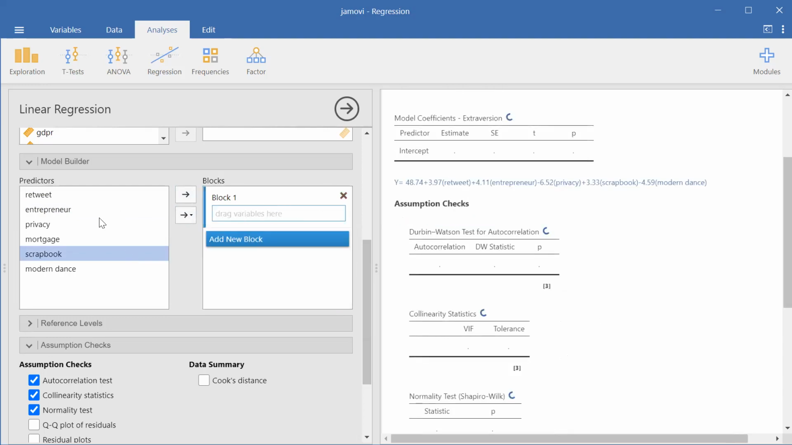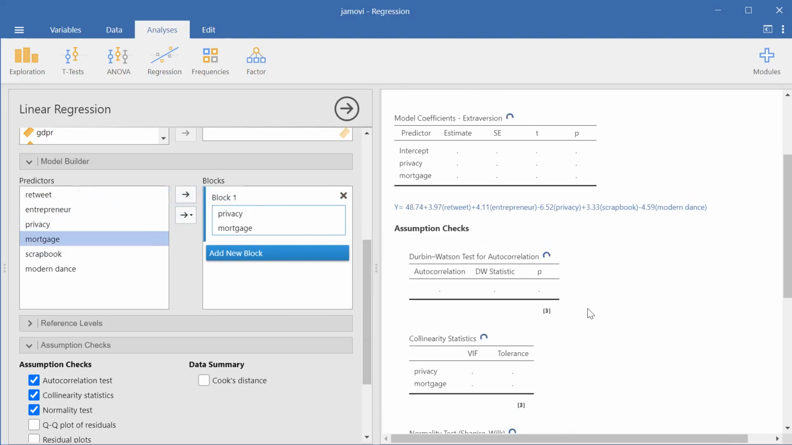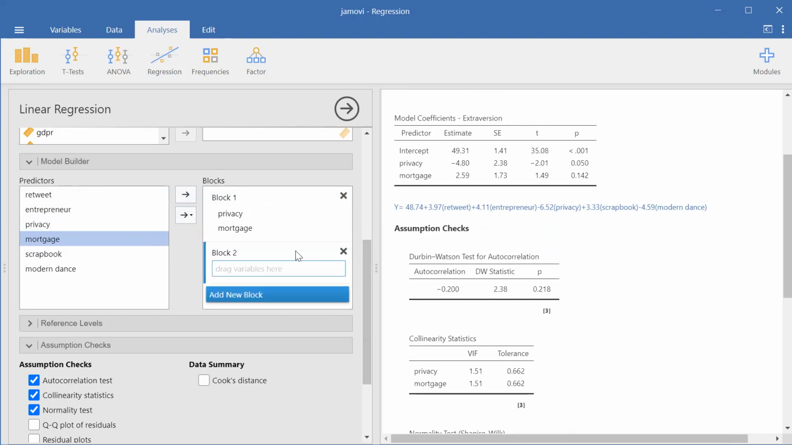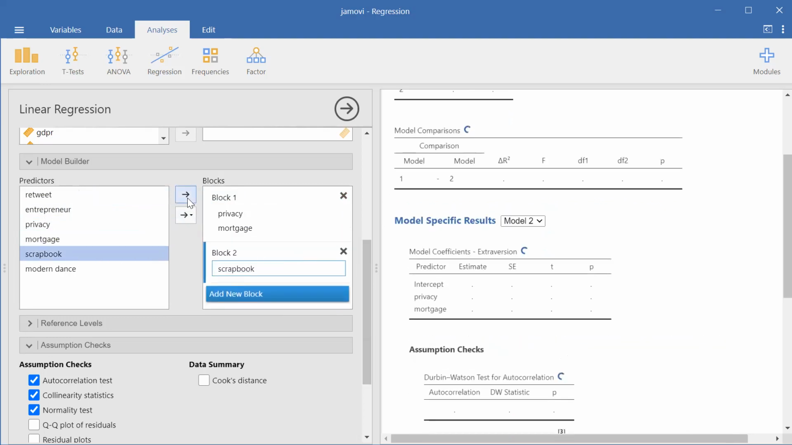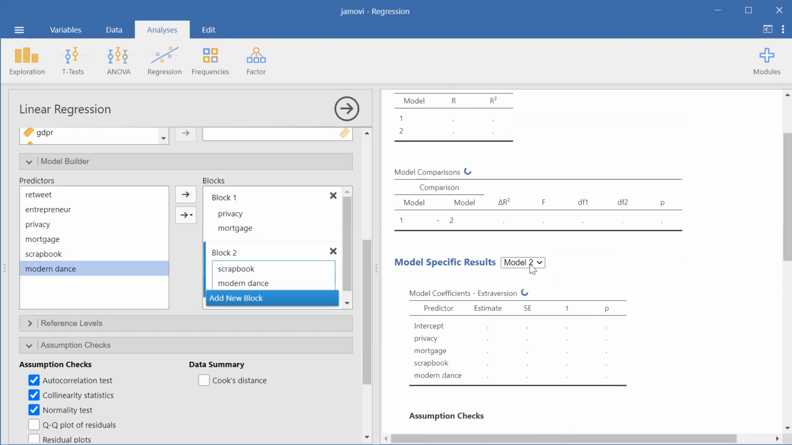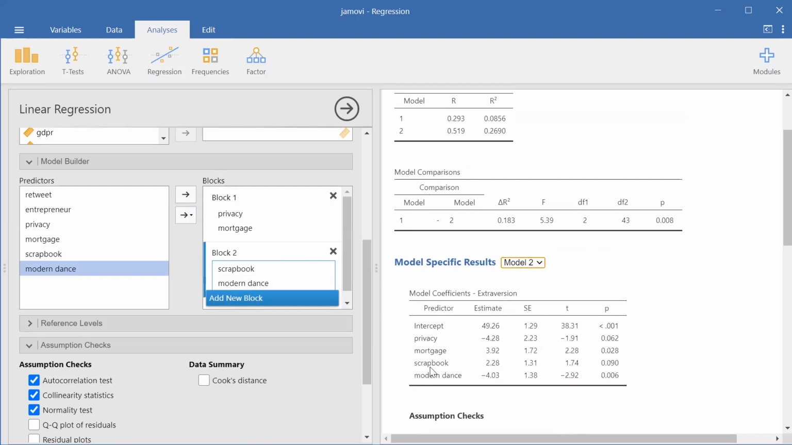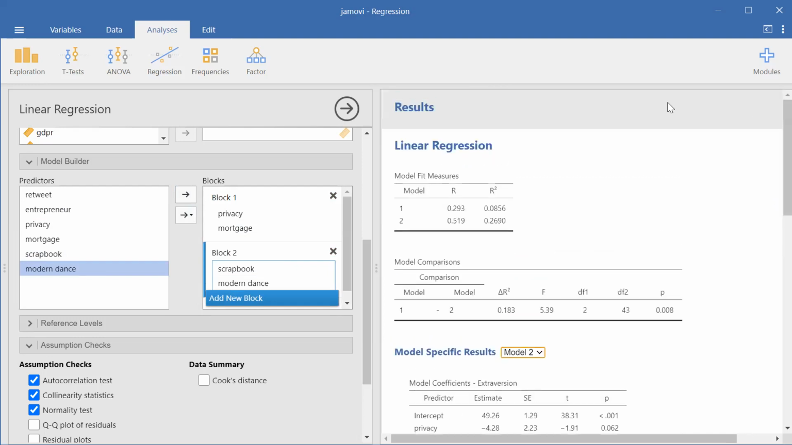Let me delete block one. Here I have privacy and mortgage for block one, so you can look at the block with only privacy and mortgage. If I add a new block, I can look at it for only scrapbook and modern dance, and I can select which block I'm looking at. Model 1 will only show me privacy and mortgage, while model 2 would show me privacy, mortgage, scrapbook, and modern dance as well. And I can create my equation according to that.